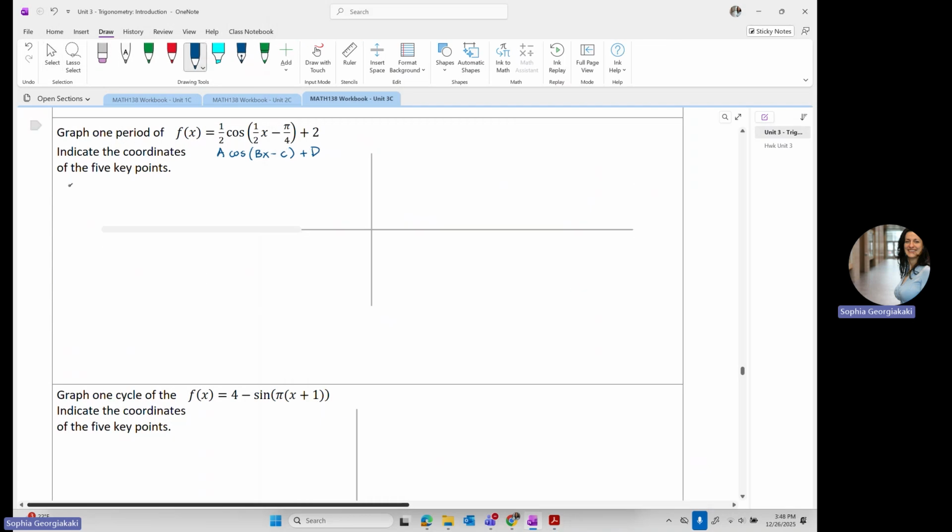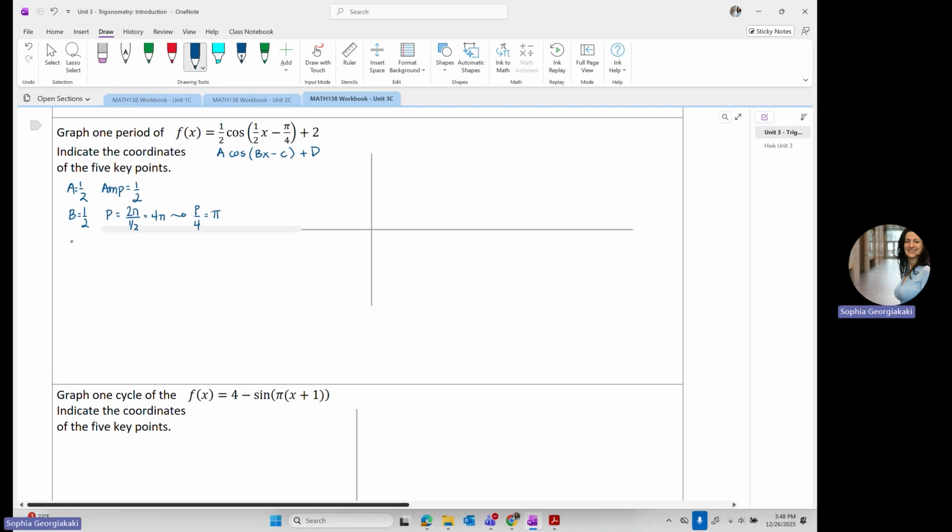So a is 1/2. That means that my amplitude will be equal to 1/2. B is also 1/2. That means that my period is 2 pi divided by 1/2, which is 2 pi times 2, so 4 pi. And that means that the quarters of the period that I need for my critical points will be 4 pi divided by 4, which is pi.